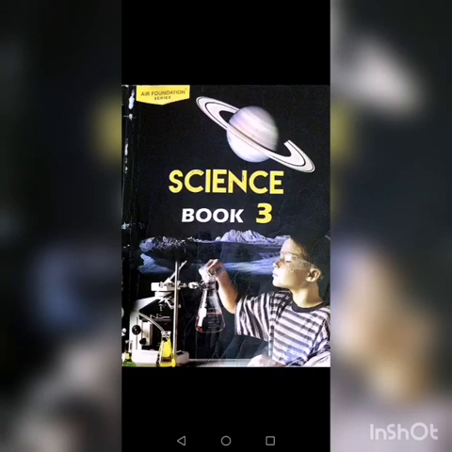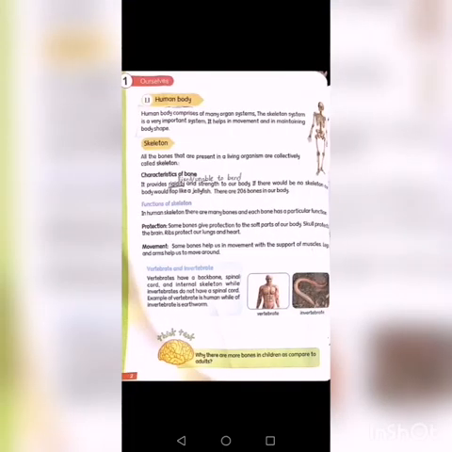Students, open your science book. Today we are going to read unit number 1, that is ourself. First of all, you have to write date, day and classwork on the top of the page number 2. Name of our topic is human body.